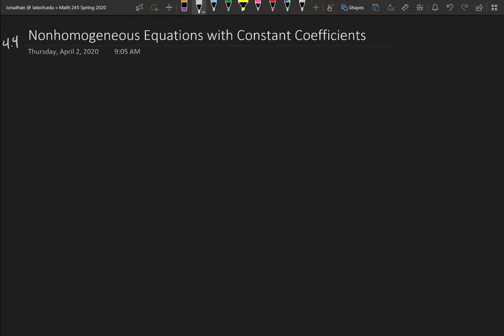All right, so non-homogeneous equations. Section 4.4. Our goal is to solve a sub n y to the nth derivative plus dot dot dot a sub 1 y prime plus a sub 0 y equals g of x, where coefficients are all constants. So coefficients are constants.